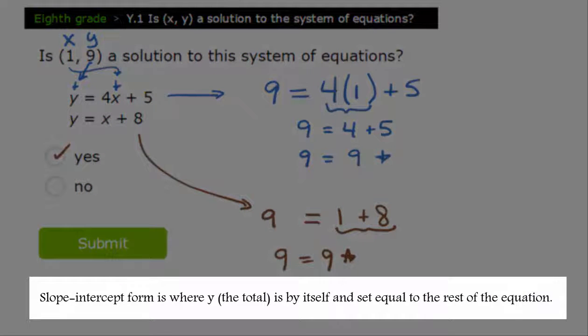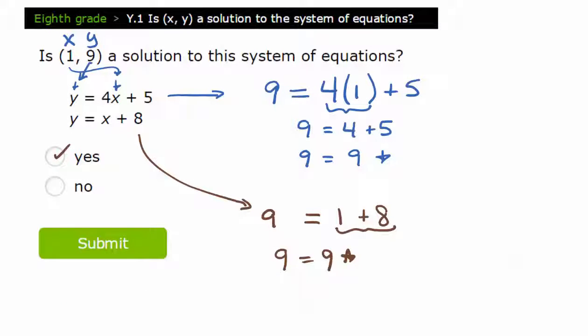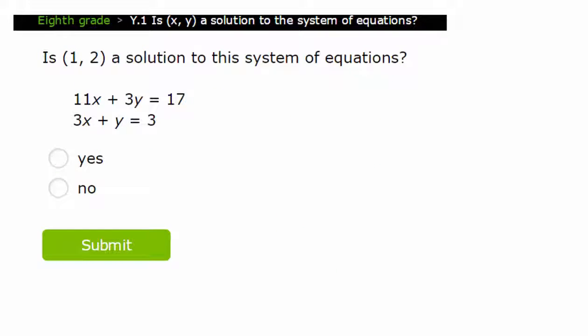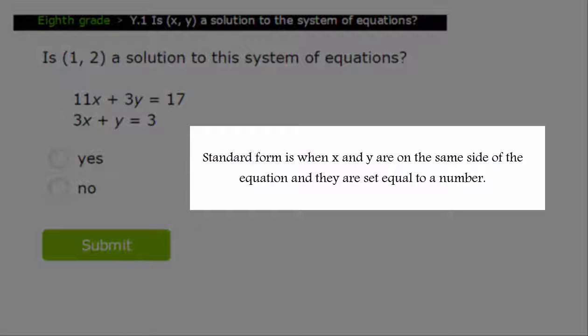Alright, so these equations were in slope-intercept form. I'm going to show you a problem now where we are given equations that are in what we call standard form. And we can solve it the same way. So these two equations are in standard form, and we're going to go ahead and solve this the exact same way.